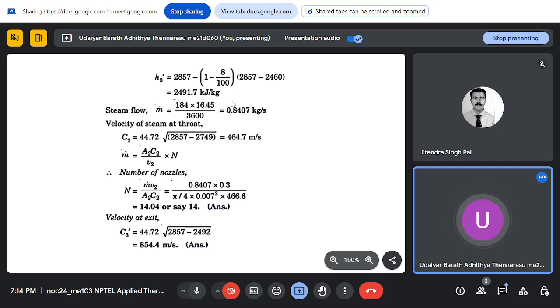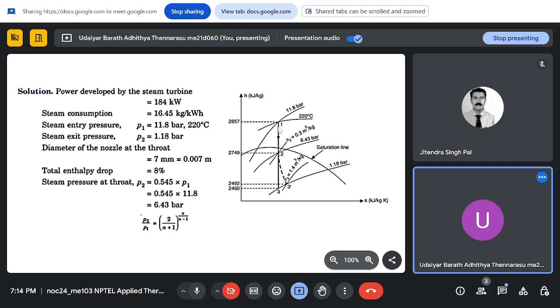Just like in the previous case, we can find the velocity and then the specific volume. Using specific volume, we can find the area, or if we know the area, we can find the number of nozzles. Now we know the throat area at state 2 and we know the mass flow rate, so we can find the number of nozzles which are used.